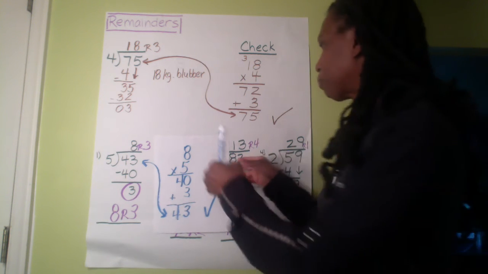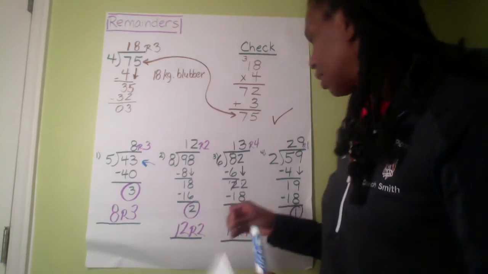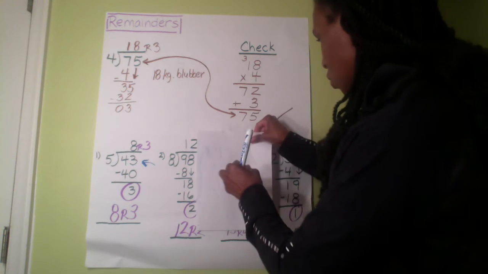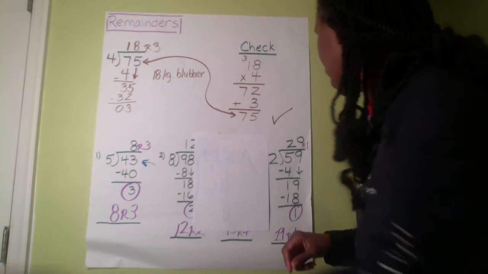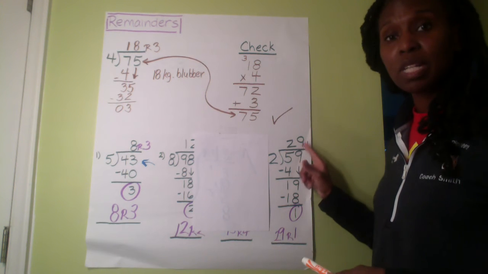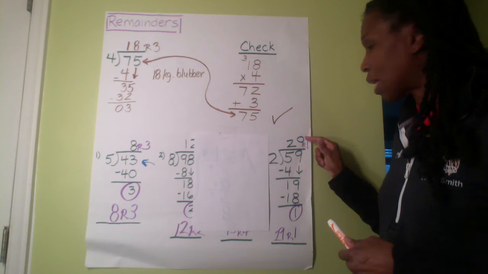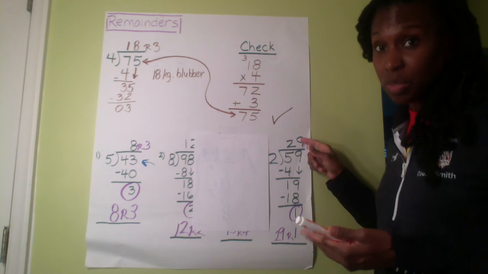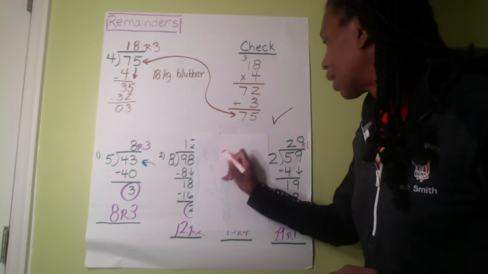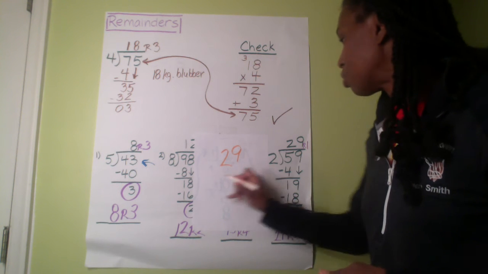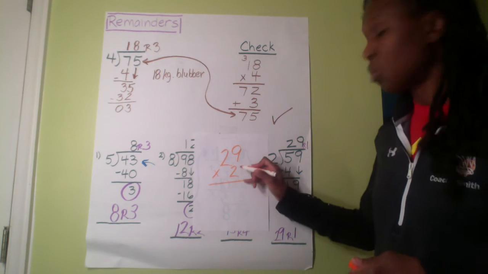Okay, let's do one more. Let's do the last one, this one right here. So we have 59 divided by 2, it ended up being 29 with a remainder of 1. To check it, I'm going to multiply my quotient, or the answer, times the divisor, and then I'll add my remainder. So it's 29 times 2. All right, okay. So let's multiply.